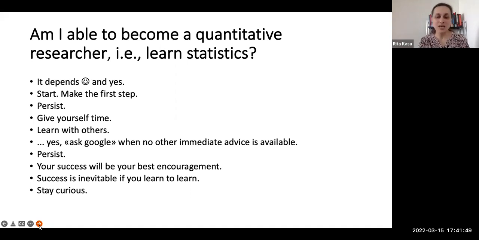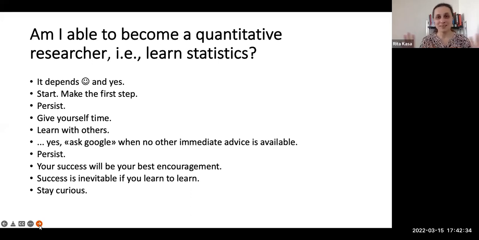As research says, you need to give yourself enough time to acquire concepts, to let them settle in, to give yourself chances to practice applying statistical data analysis techniques. It's a good idea to learn together with others, because sometimes when you feel stuck, someone else who does the same problem might have a way and help you. If there is nobody around, I ask my students, so what do you do in such situations? They say, I ask Google. So ask Google. If there is no immediate advice available from some other support, your instructor or your peers who are more advanced in statistics.